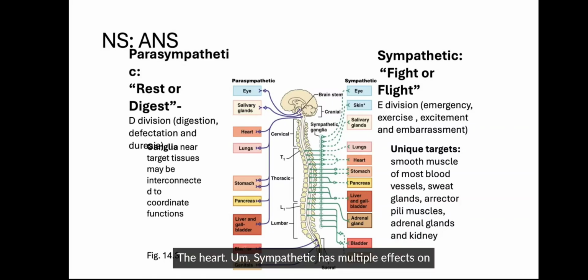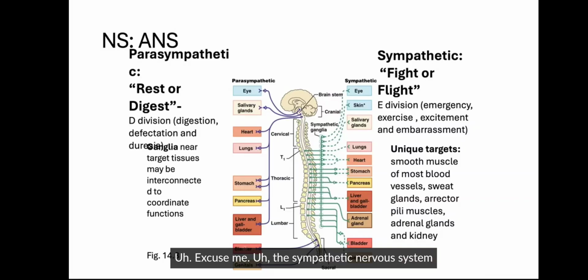The heart, sympathetic has multiple effects in the heart. It causes the pacemakers to send more electrical signals, and it also causes the contractile cardiac muscle to open more calcium channels. So you know what happens when more calcium goes in, right? Higher contractility. So the heart beats faster, and the heart beats more strongly.